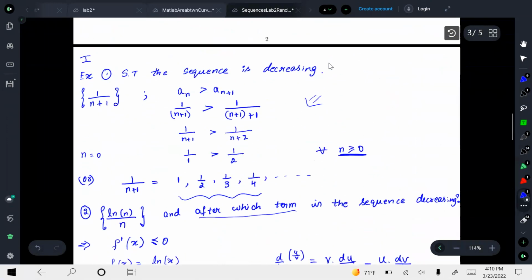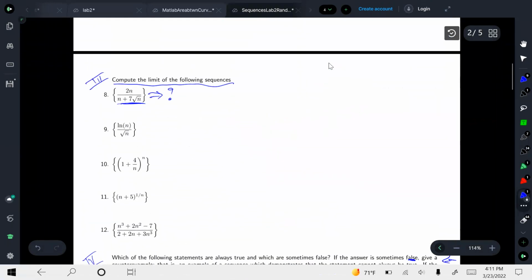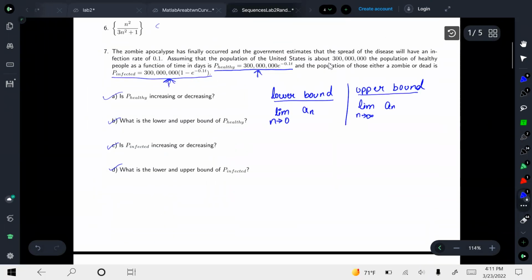I think I have completed all the problems. Now, for question number 7, as I told you, you will have two sequences given. You need to find their lower and upper bound. In order to find the lower bound, you will apply the limit as n tends to 0. If you want to find the upper bound, you will apply the limit as n tends to infinity. That's the only difference. So that's how you can complete 7A, B, C, D. If you complete this, lab 8 will be completed.